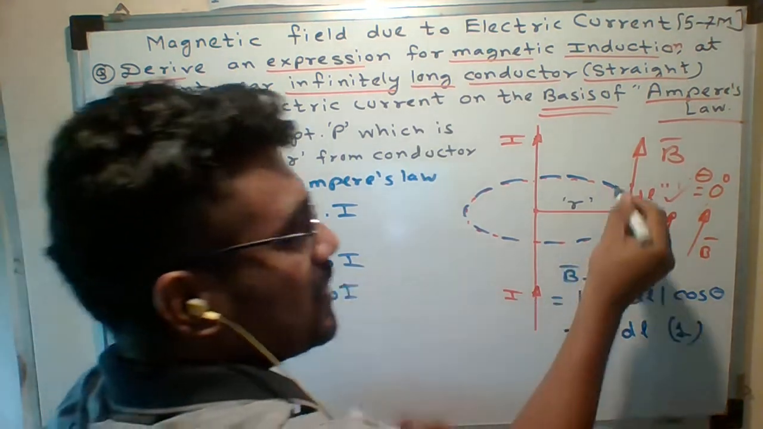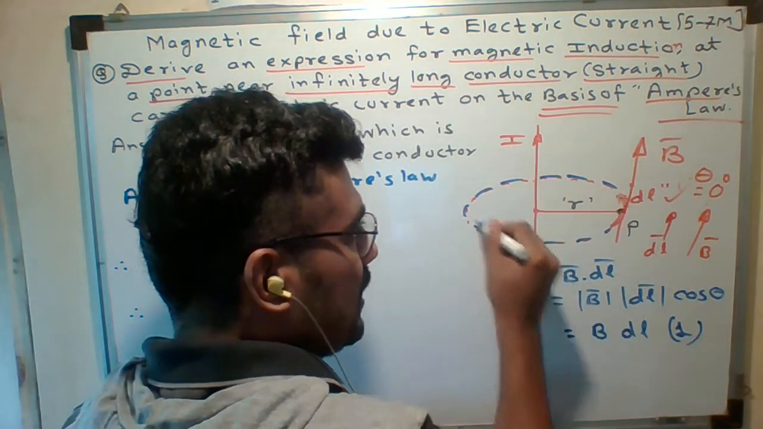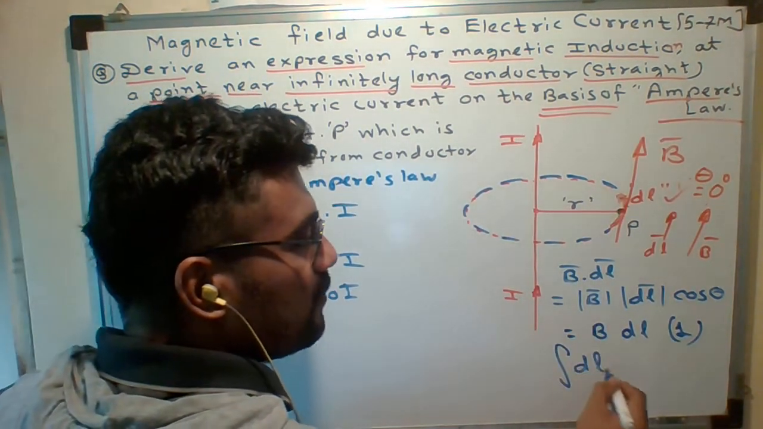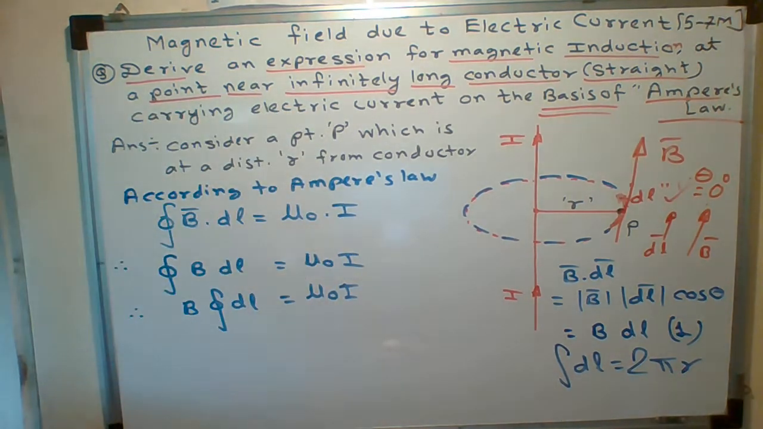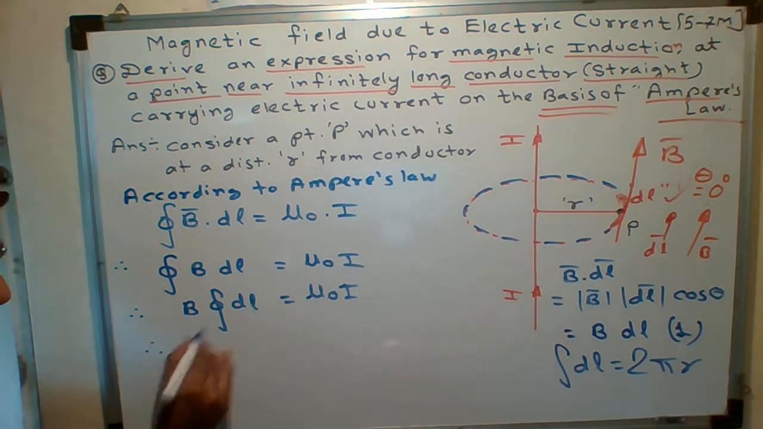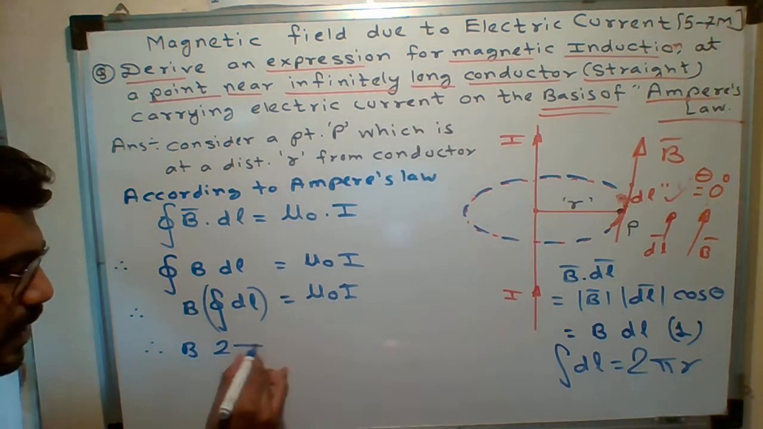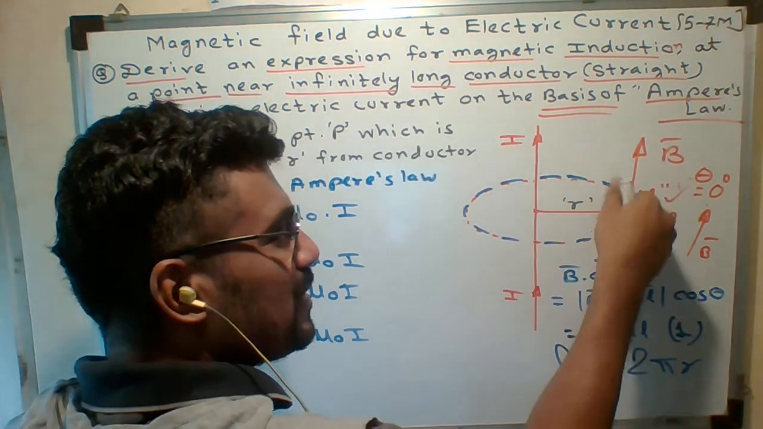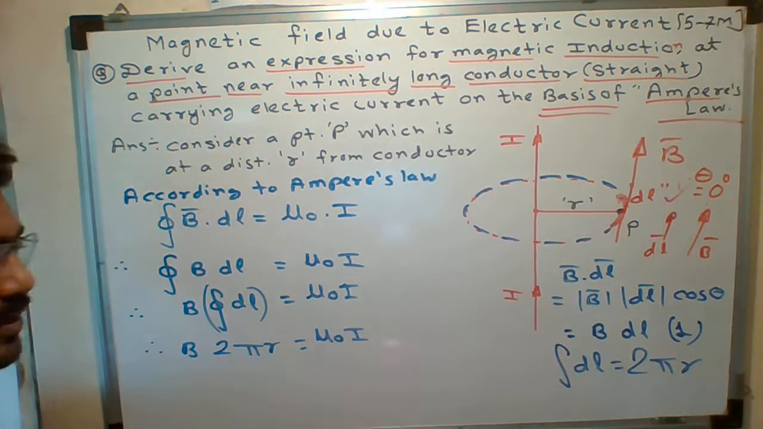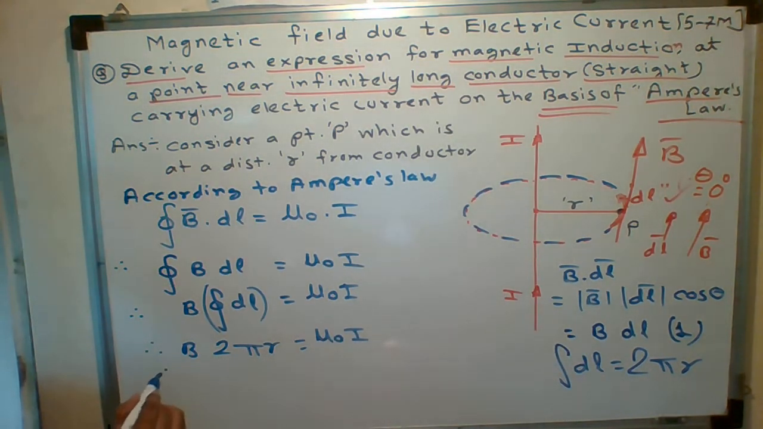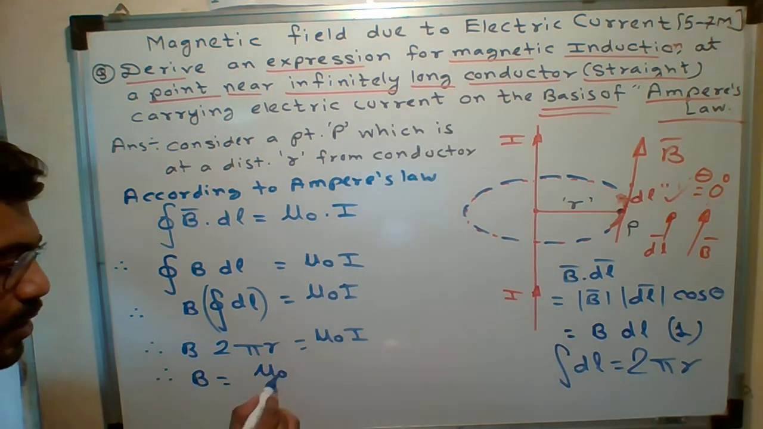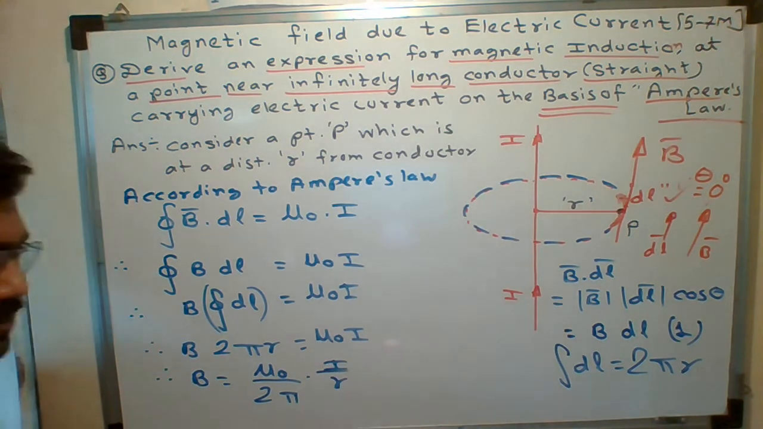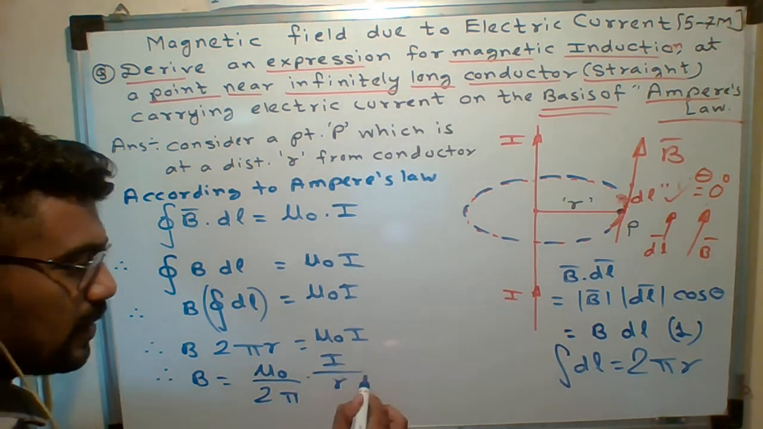If I integrate, we have to accumulate small dl, small dl, small dl. Then we will get the path of the circle, which is the circumference of the circle. And what is the circumference of the circle? 2 pi r. So instead of the integration of dl, we replace it by 2 pi r. Remember one thing: if I accumulate small parts, I will get the circumference of the circle. So finally, B equals mu naught upon 2 pi multiplied by I upon r. We got the answer.